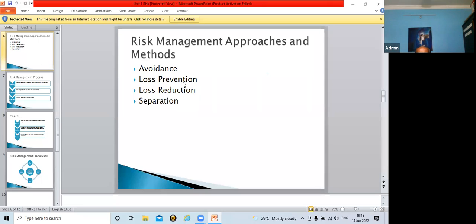Then loss prevention. We know that prevention is better than cure. So that kind of trick can be utilized in risk management. Prevention.